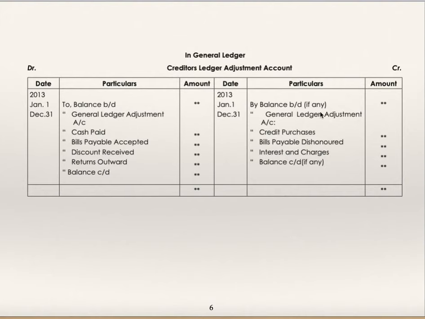This is always there. So if any, cancel it and write it here on the debit side, to balance brought down in bracket if any. This is correct.